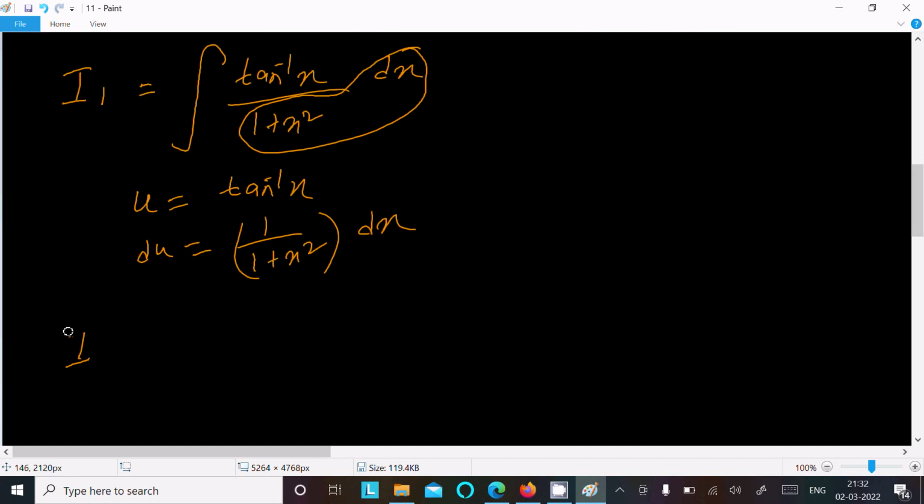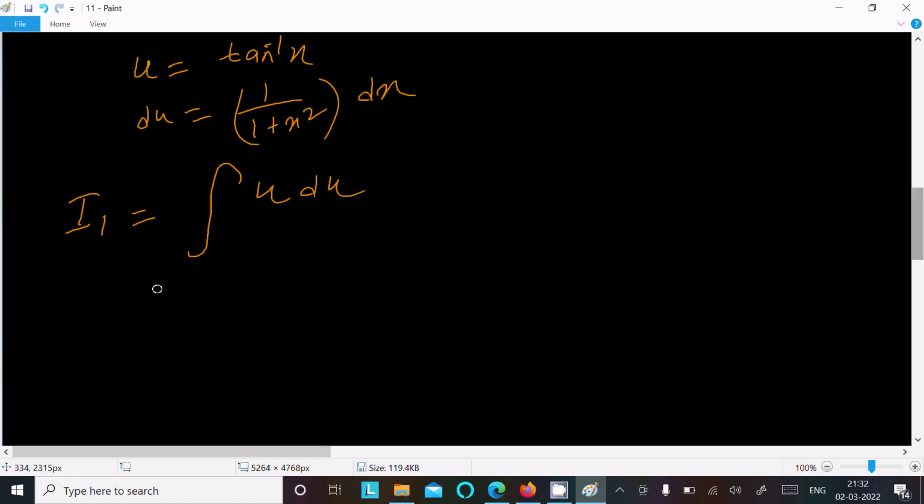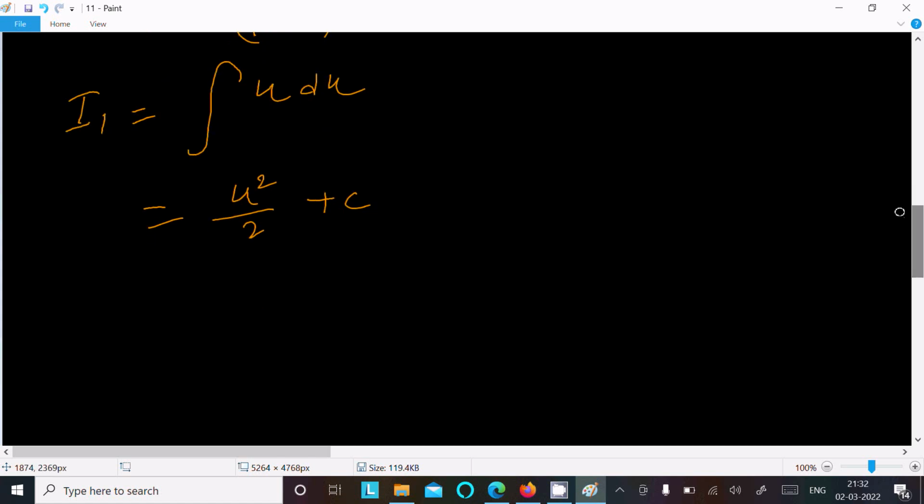Now I1 equals the integration of u du, where tan inverse x is what I assumed as u. The integration of u is u squared divided by 2, and there's no need to write c there. If you want, you can write it. And u I assumed is tan inverse x. So the I1 value is (tan inverse x) whole squared divided by 2 plus c.